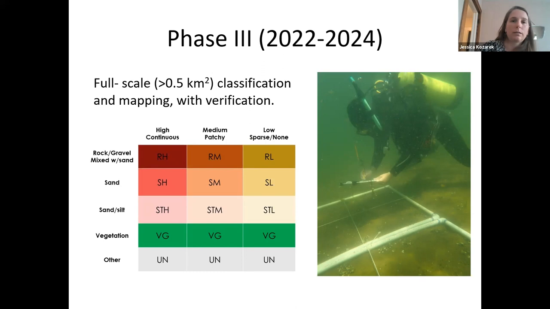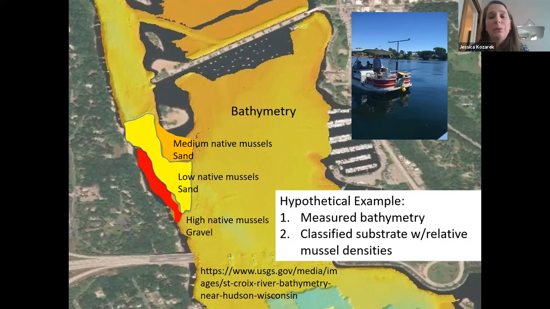And this is a completely hypothetical example using measured bathymetry from USGS from a completely different project, but in the same area, the St. Croix, where again, the map that we're able to develop would look something like this with a measured bathymetry overlain by the classification of various types of substrate. Is it medium native mussels with sand? Is it low density native mussels with sand? Is it high density native mussels with sand or high density zebra mussels, et cetera? So a map of these substrates in different classifications overlain over the bathymetry.